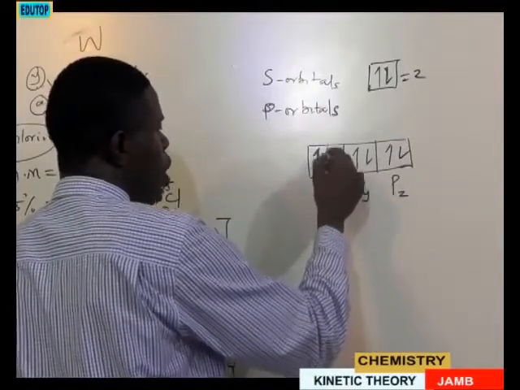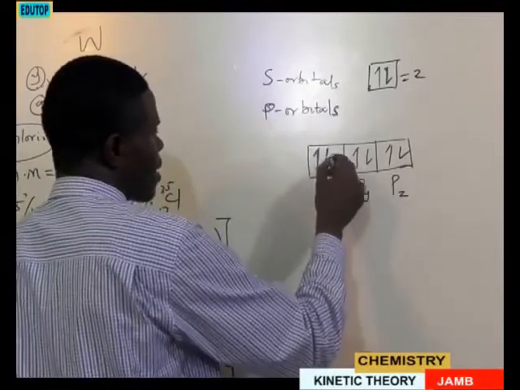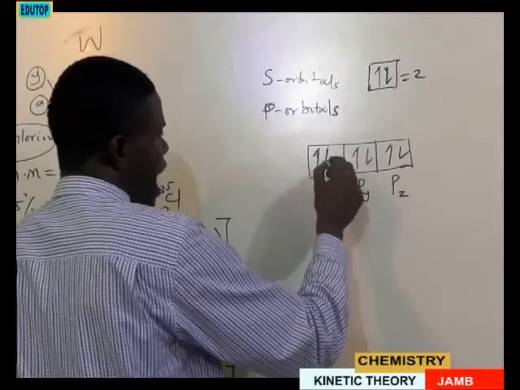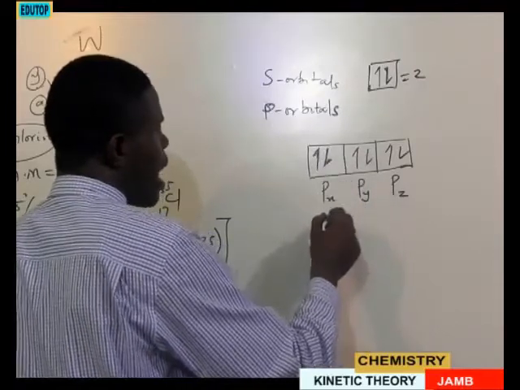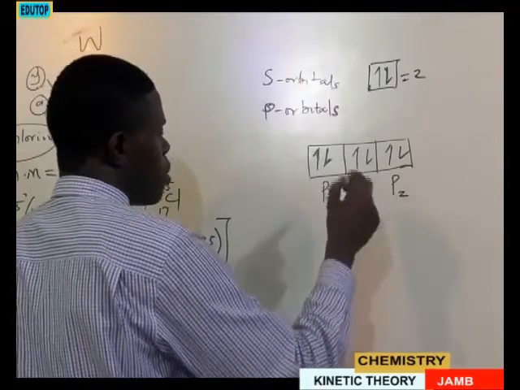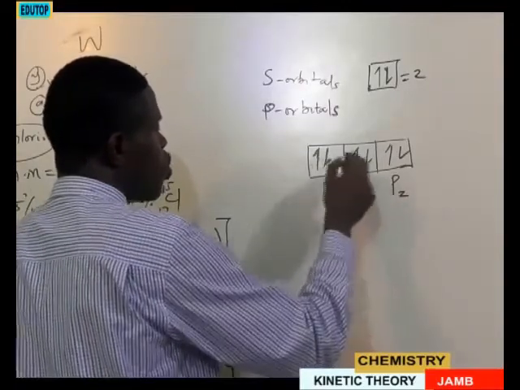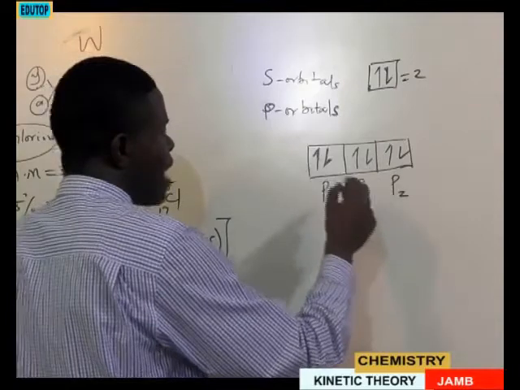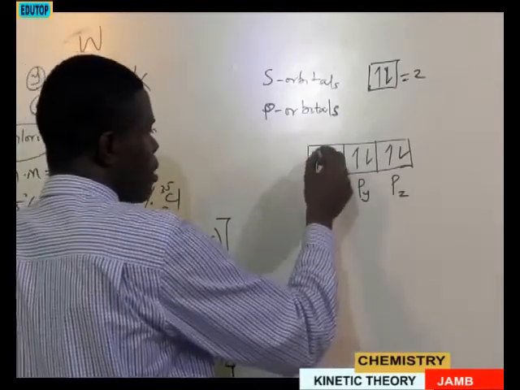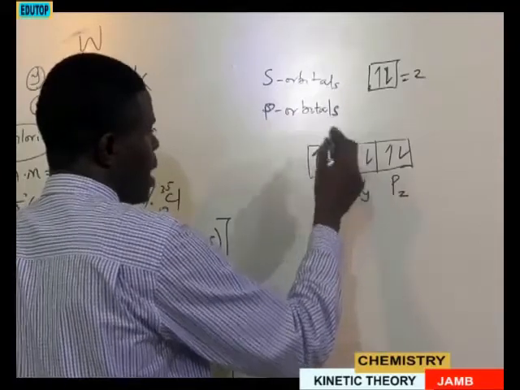Because of the Pauli exclusion principle, which states that no 2 electrons in an atom must have the same value for the set of quantum numbers. That means no 2 electrons are identically alike or the same. So if one is spinning up, the other one has to spin down.